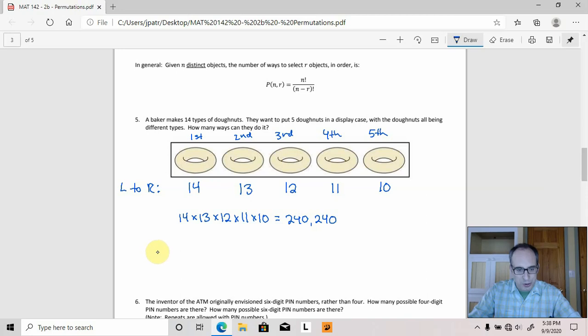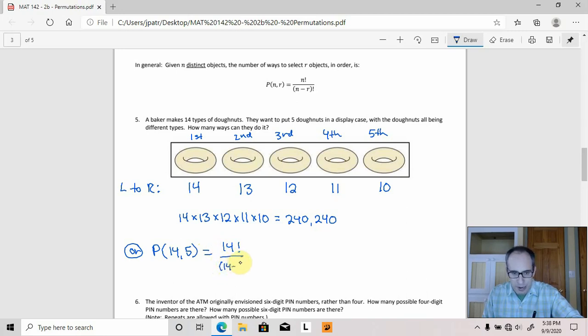If you wanted to do it the other way, you could, right? So if you wanted to use the formula, I think I can squeeze this in here. It would be P of 14, 5, right? Because we got 14 different options for the donuts. We're going to use five of them. So this would be 14 factorial over 14 minus 5 factorial. But 14 minus 5 is 9. So this is 14 factorial over 9 factorial.